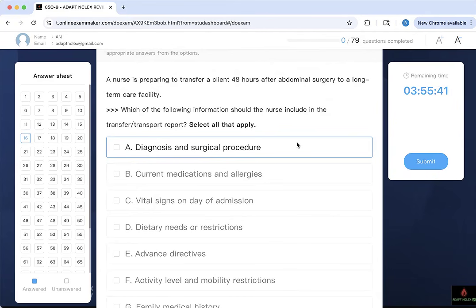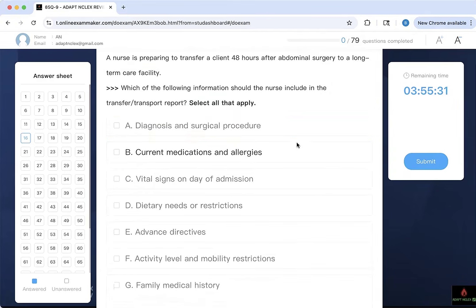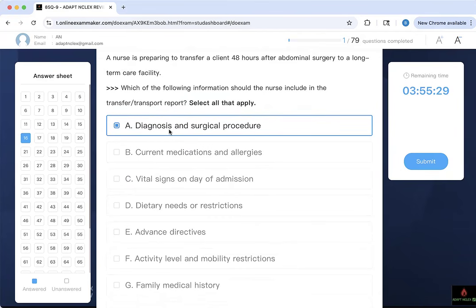Did you pick an answer? Of course, I know you did. There are a lot of answers there because I want to teach you something about transfer of patients. It's a key NCLEX concept, so write it down. First, we have to know the diagnosis and surgical procedure, that's appropriate. What is the patient medication they are on right now?